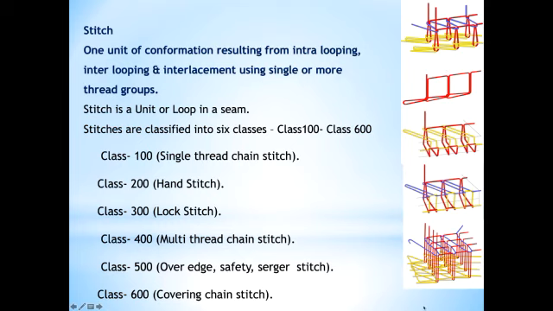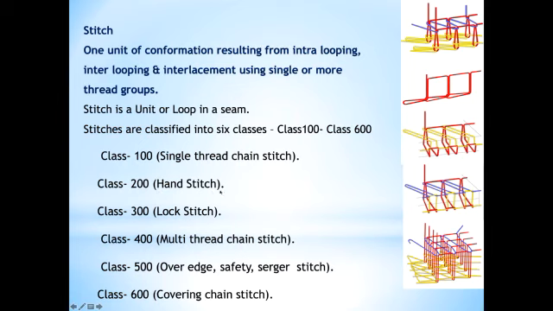So here you can see the different stitch classes that are formed on different types of sewing machines. So we will be discussing these classes one by one. Then we'll discuss what is the basis of this classification, that is, how the stitches are divided into these 6 classes of stitches. So stitches are classified into 6 classes starting from class 100 to class 600. Class 100 is referred to as single thread chain stitch. Class 200 is hand stitch.